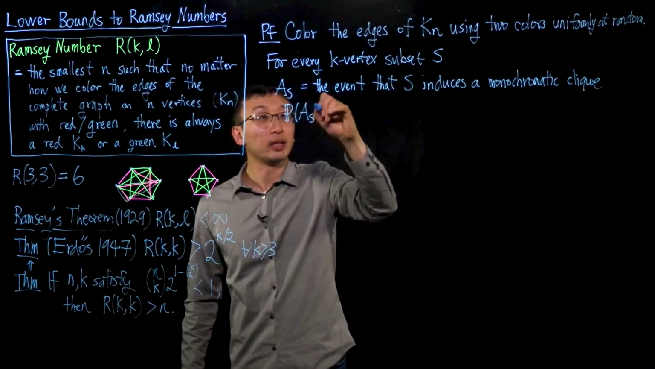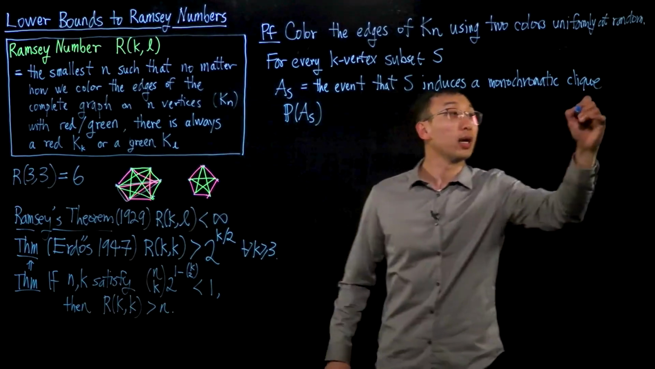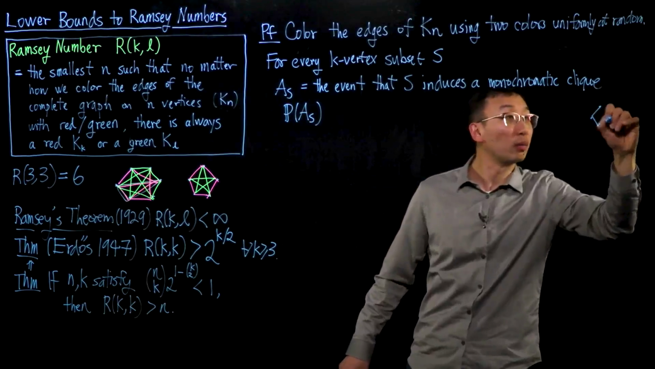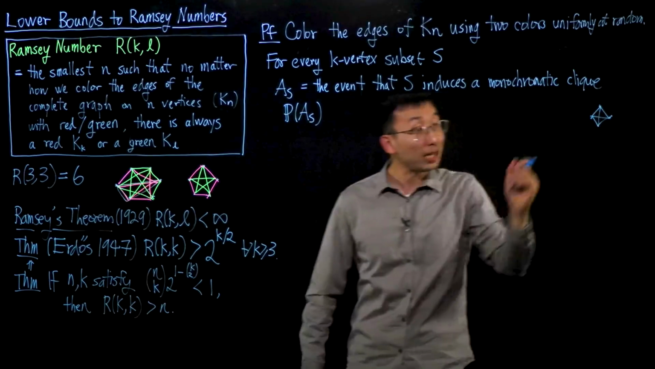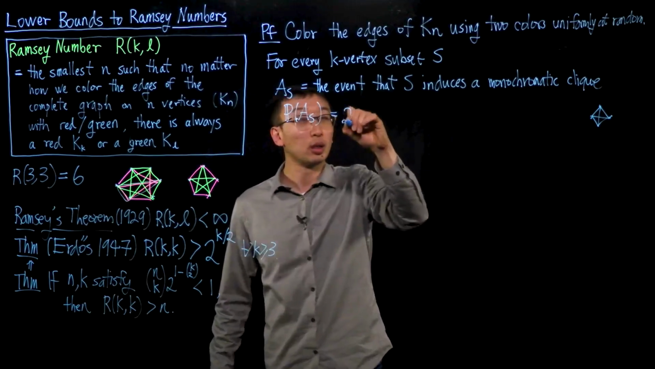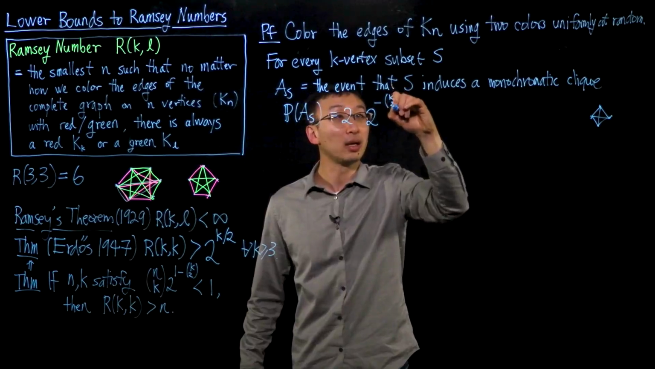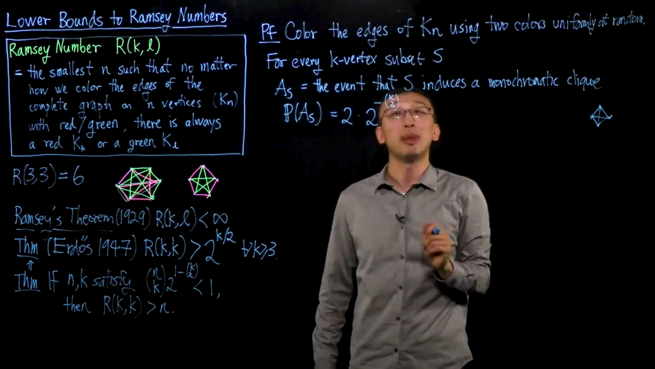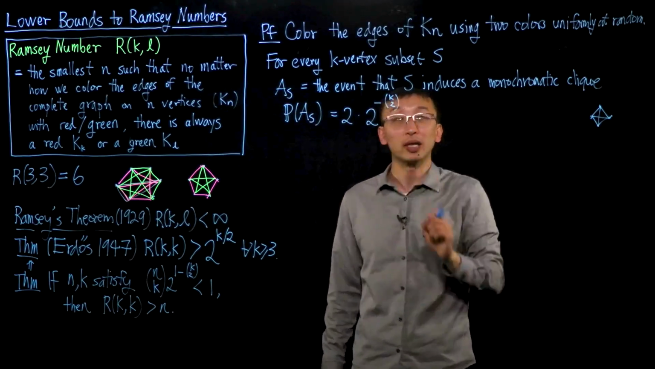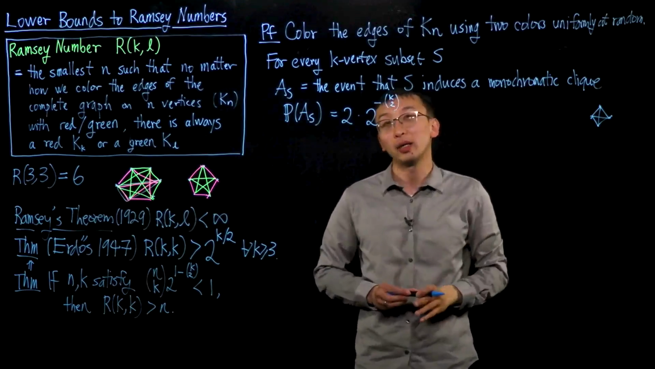Let's calculate the probability that this occurs. So what's the probability that in this S, which let's say k is 4 for the purpose of this illustration, of the 6 edges, all of them have the same color? Well, there are 2 possible colors, and for each of those colors, the probability that all of these edges are of that color is this quantity, 2 to the minus k choose 2. So this is the probability, 2 times 2 to the minus k choose 2, that all the edges in S are entirely of the same color.